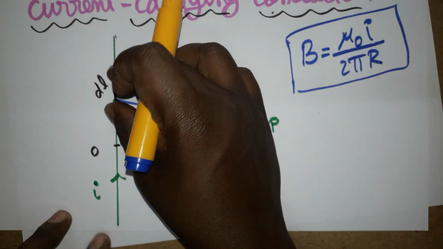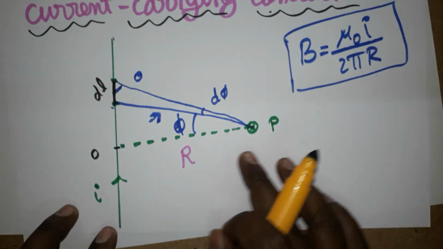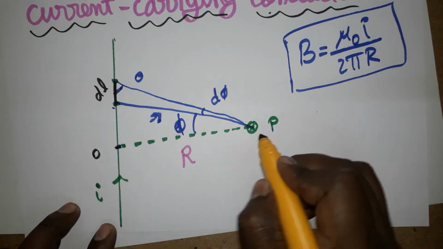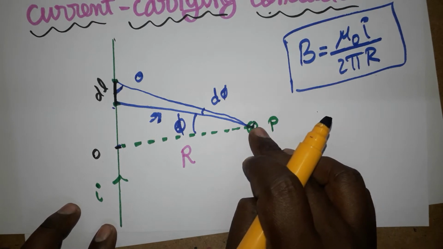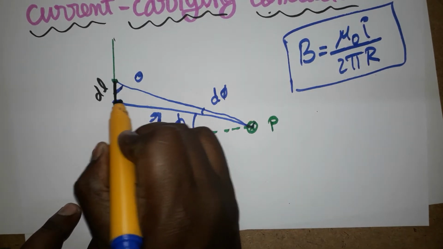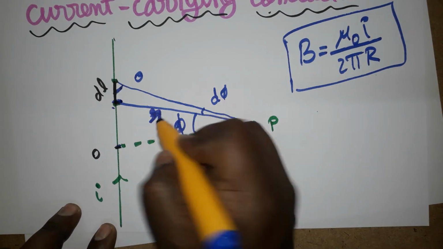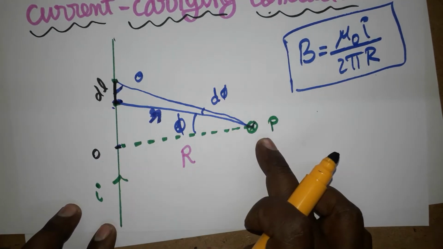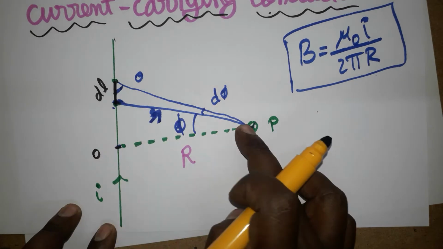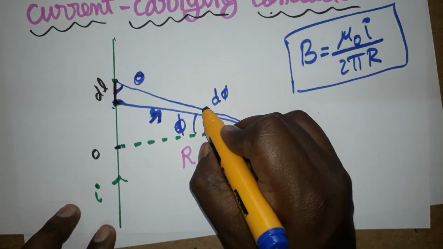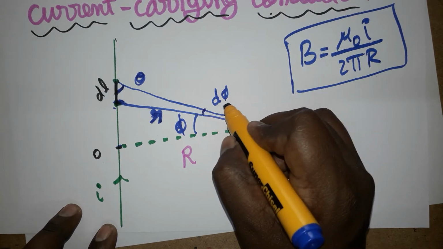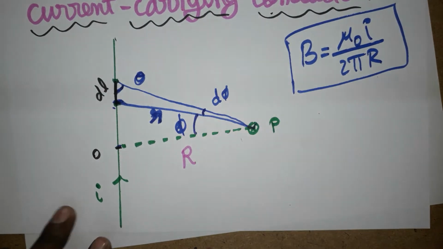I have taken a length dl, and current I is flowing. From the center of the wire, this is a point I consider, the point P. Here only I am going to measure the magnetic field. From the wire to this point, I am going to take that distance as small r. From the center to this line will be capital R, and this line will be small r. This angle I consider as theta, this small angle d phi, and this angle I consider as phi.